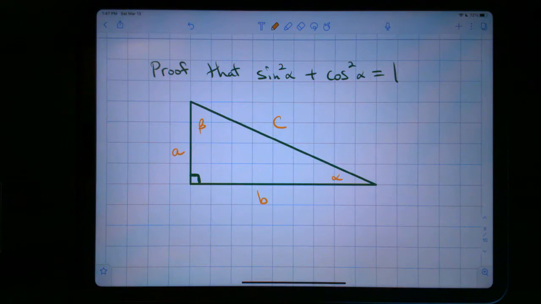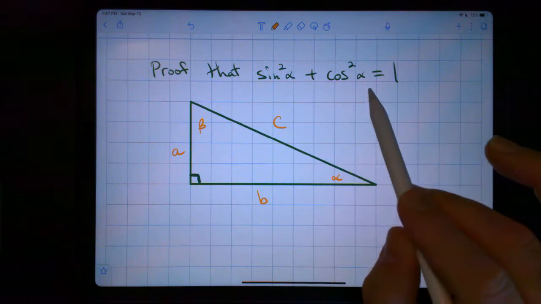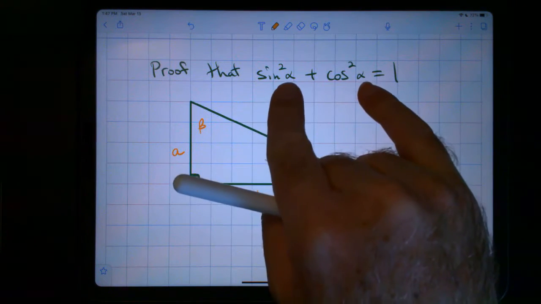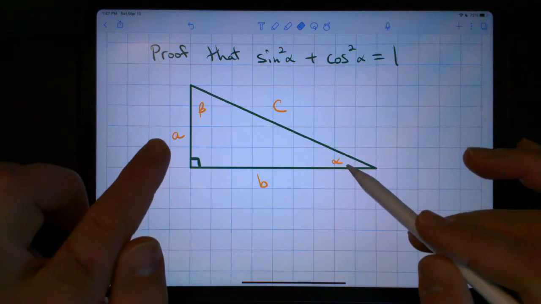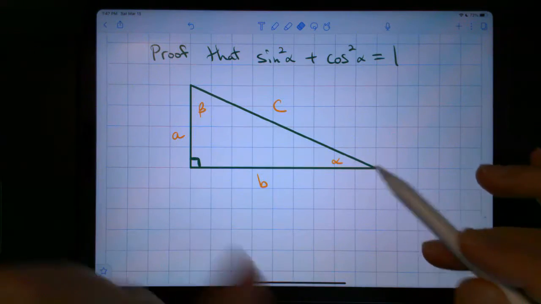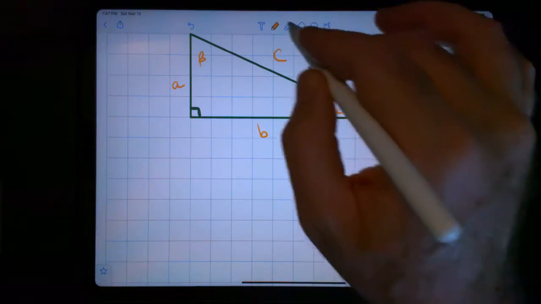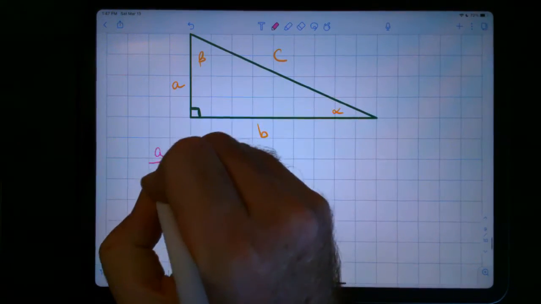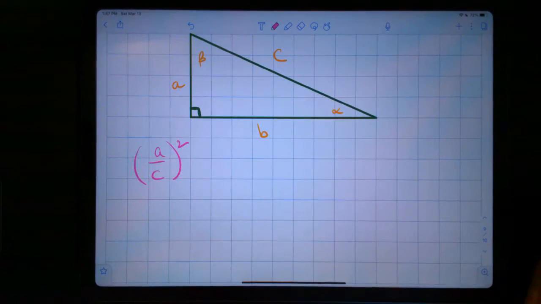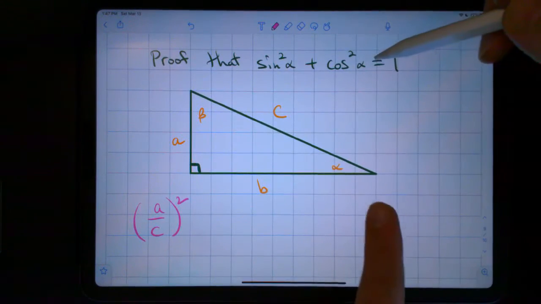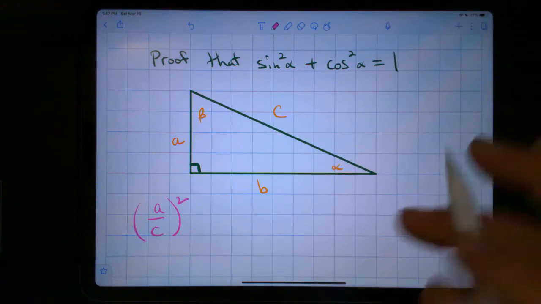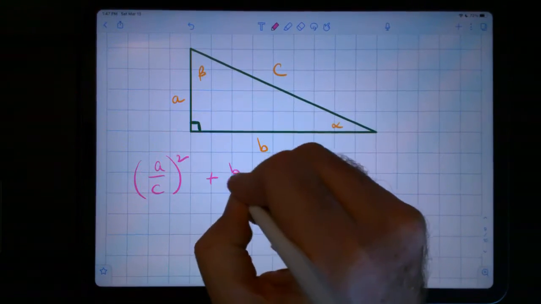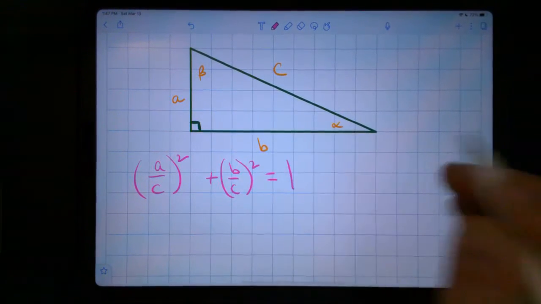Another proof that sine squared x plus cosine squared x equals 1, or sine squared alpha plus cosine squared alpha. These angles need to be the same angle. So if we look at sine of alpha, it is a over c, and so we're going to square that, and then cosine of alpha is adjacent over hypotenuse, or b over c. And we're saying that this is equal to 1.